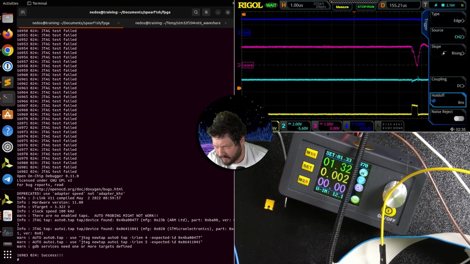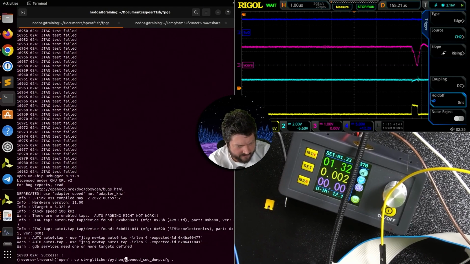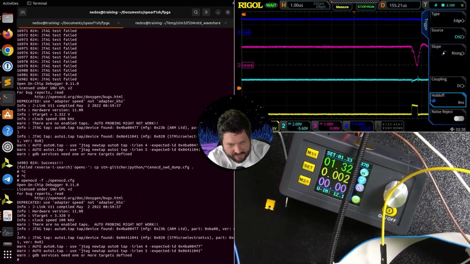Okay, so. Man, it really is 17,000 on the F2. It is close to 17,000. So what we can do right now is let's run OpenOCD, basically OpenOCD minus f OpenOCD.cfg. Okay, so it detected this.